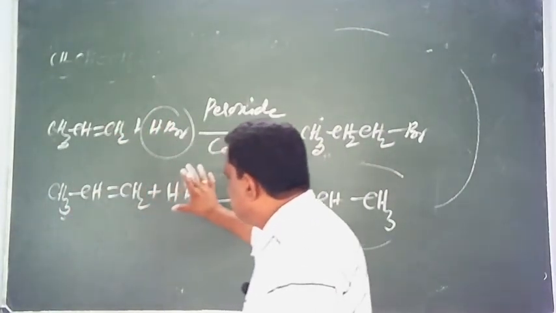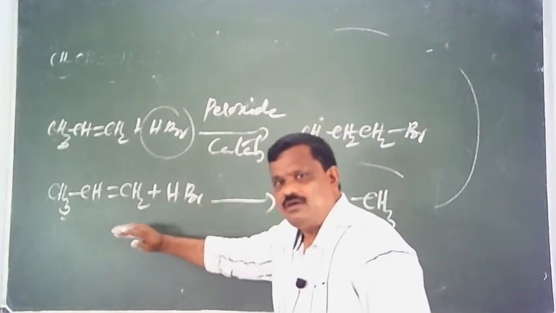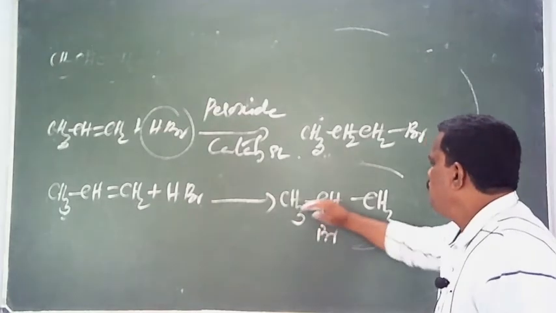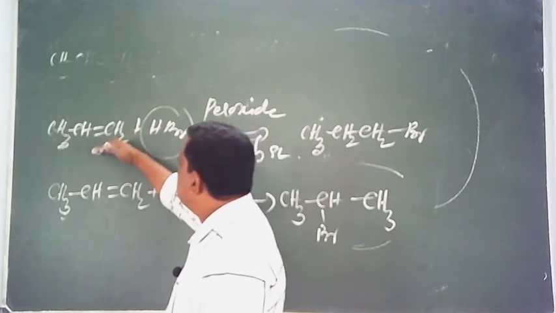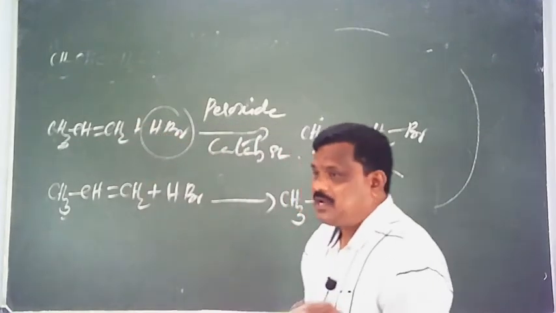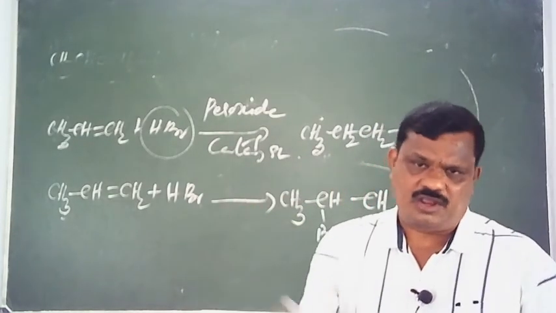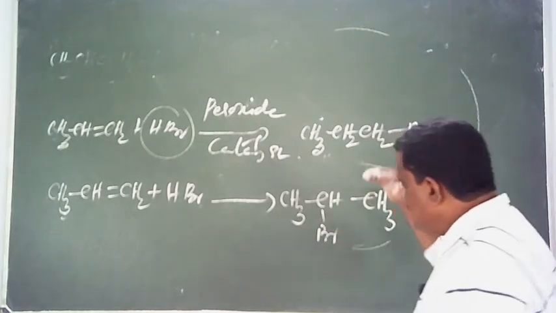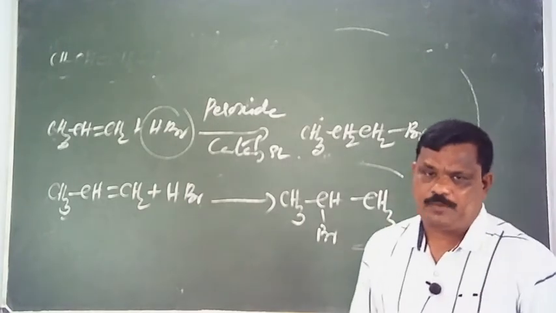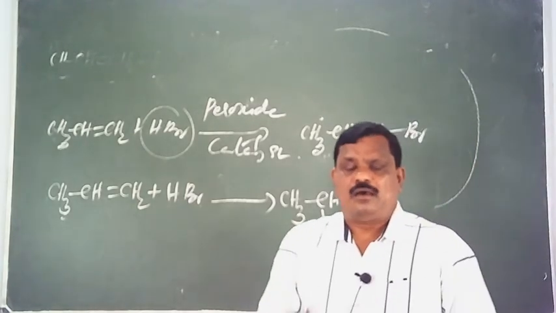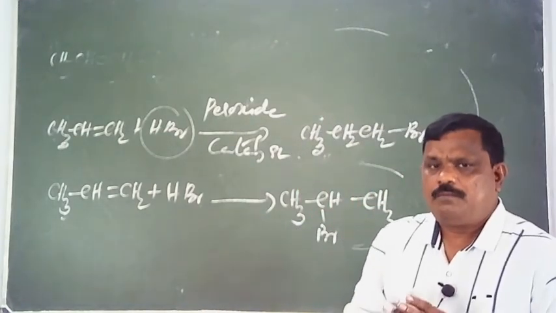When propene is treated with HBr, addition takes place in accordance with Markovnikov's rule. We get 2-bromopropane as the major product. If the same propene is made to react with HBr, but I have used a peroxide catalyst, addition takes place against Markovnikov's rule. That means instead of getting 2-bromopropane, here we get 1-bromopropane as the major product. So this is called anti-Markovnikov's addition or peroxide effect.